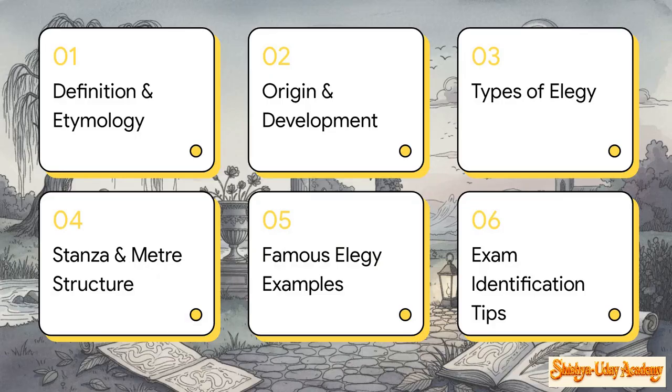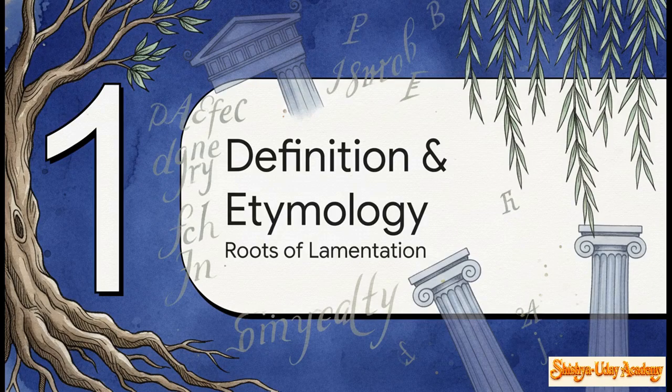Here's our roadmap for today's session. We'll be looking at the definition and etymology, its origin and development, the different types of elegy, stanza and meter structure, some famous examples, and finally, your exam identification tips. Starting off with our first section, definition and etymology, understanding the roots of lamentation.